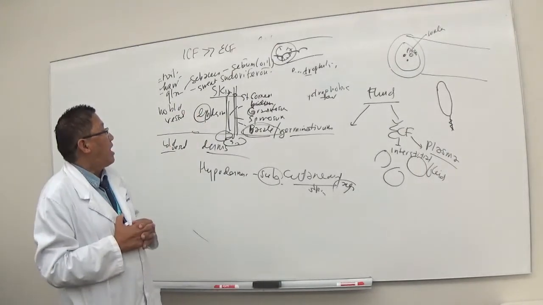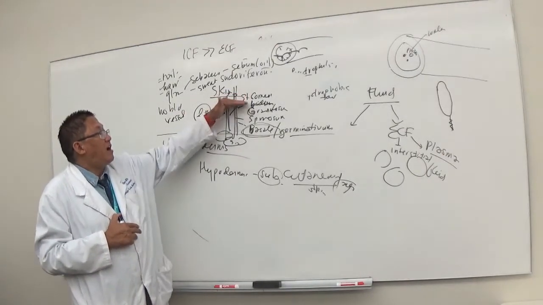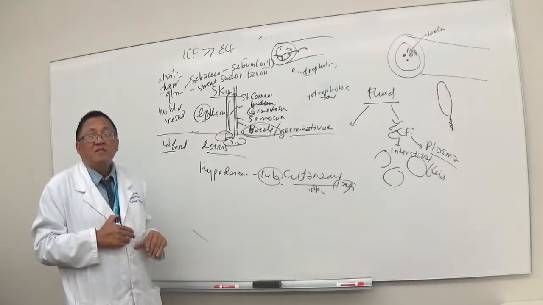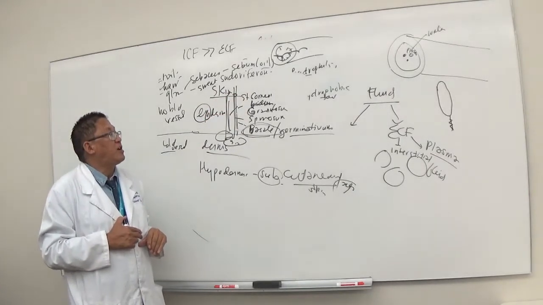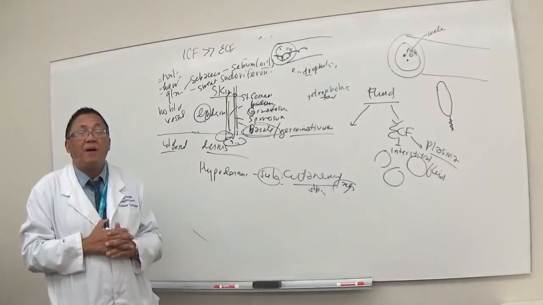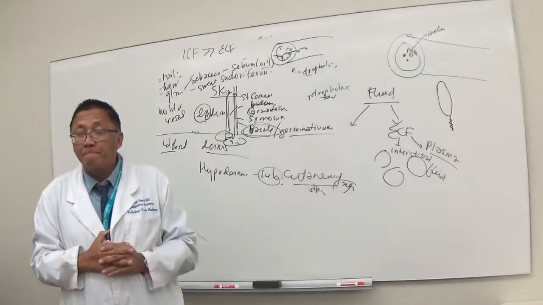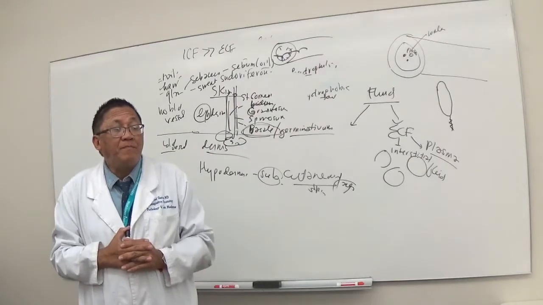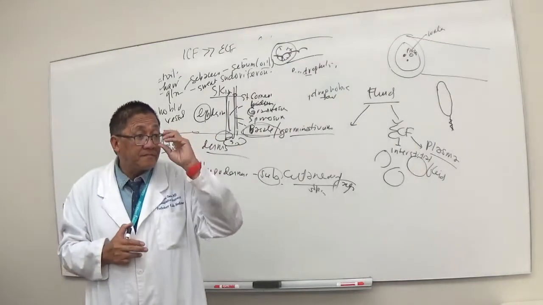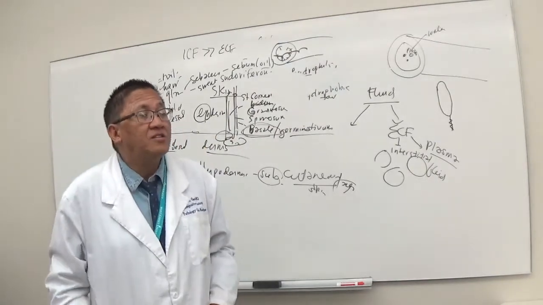Okay? Now, which among these layers, the corneum, lucidum, granulosa, spinosum, and basale, is made up of living cells? Made up of living cells. Yes? Basale. The answer is correct.